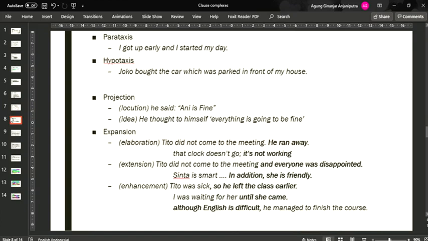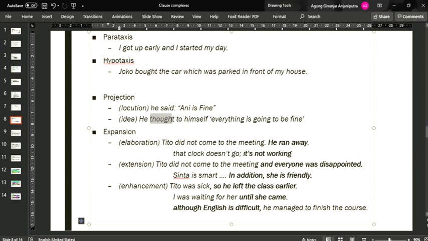Okay, let's go on. So don't forget, usually locution, because it's something that we say, has something to do with verbal process that you will learn in the next meeting about transitivity. And idea has something to do with mental process. This is mental process, and this one is verbal process. And in expansion, there are elaboration, extension, and enhancement.